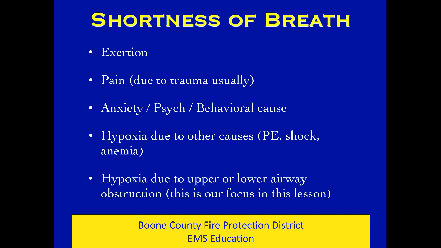So a patient is hypoxic because they're not bringing in enough oxygen, or because they can't transport that oxygen to the cells. And then you can also have hypoxia due to upper or lower airway obstruction, and that's where we're going to focus the rest of this lesson, but we wanted to talk about the other four major causes of shortness of breath to give you the full picture. From this point on in the rest of this lesson, we're going to talk about hypoxia resulting from an upper or lower airway obstruction.